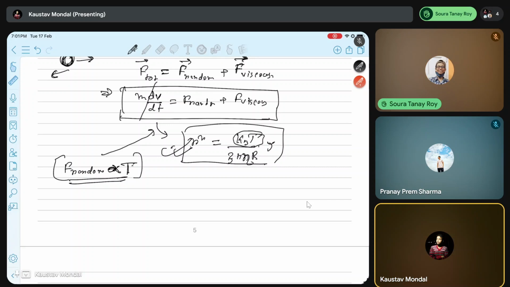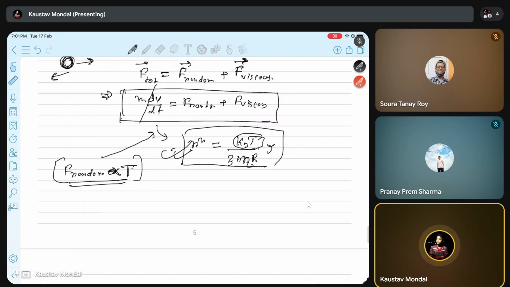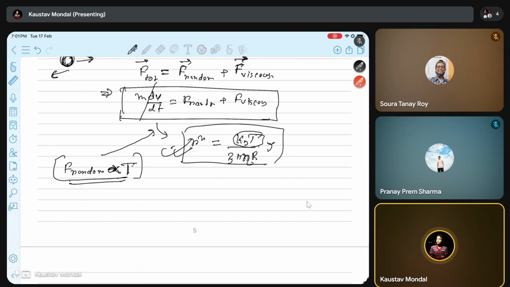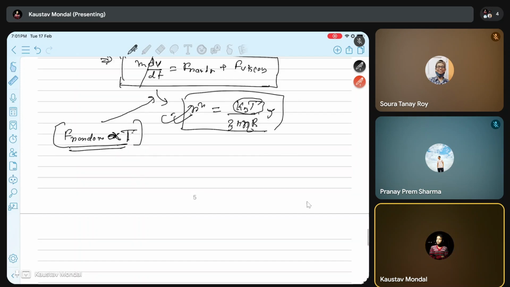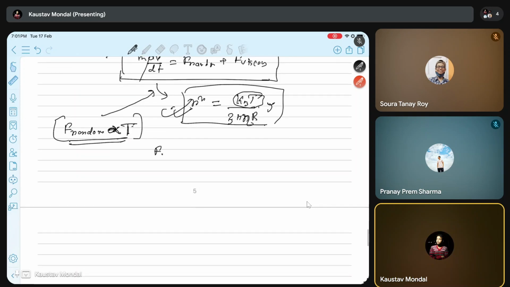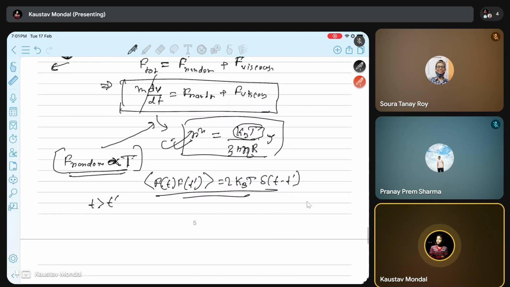So Langevin used a mean field theory, where he has shown that the random force is proportional to temperature. There is a specific relation. The correlation of the random force at different times, let's suppose t and t prime, where t is some later time than t prime, is given by kBT times delta of t minus t prime. This is the correlation of this random force.